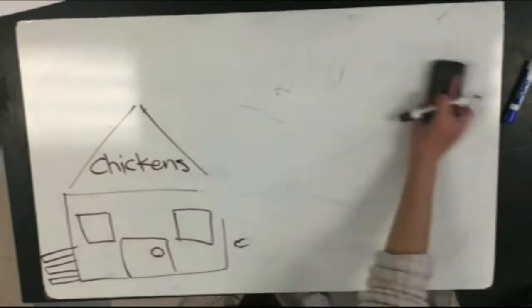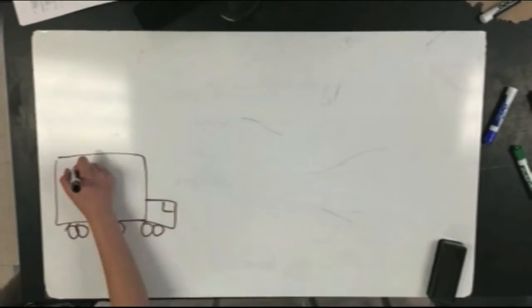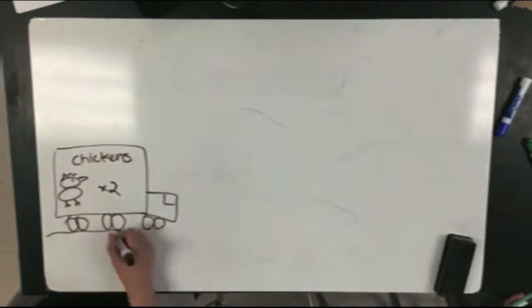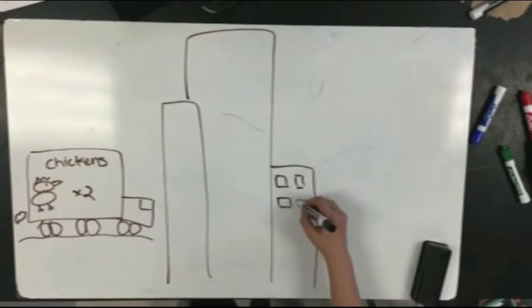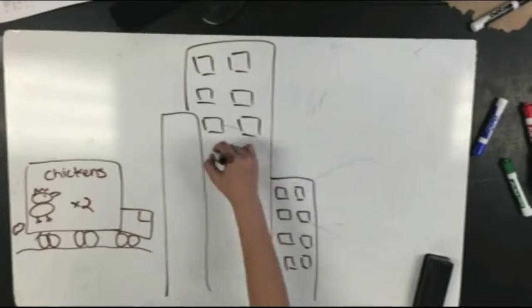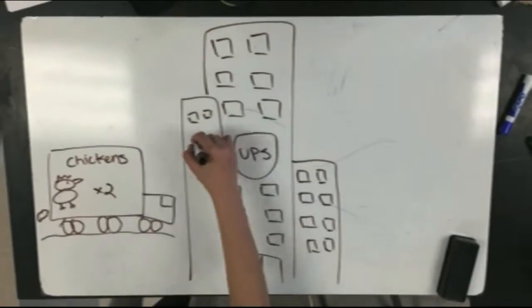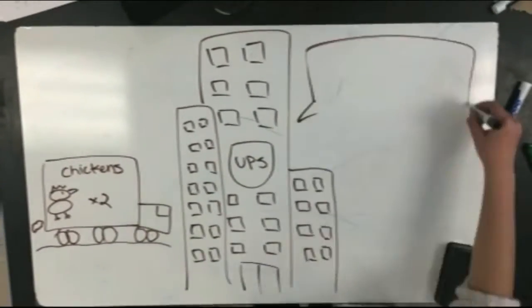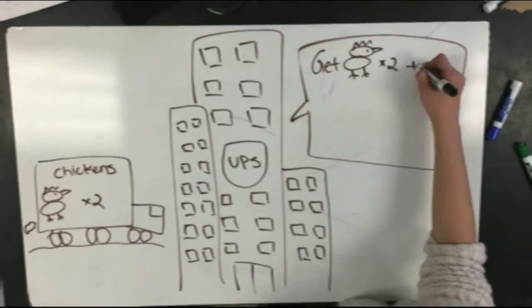The truck brings the package to the UPS station. From the UPS station, the chickens.com truck will refuel and return to the chickens.com farm. This refueling represents the sodium-potassium pump restoring the concentration gradient to negative 70 millivolts, or resting potential.